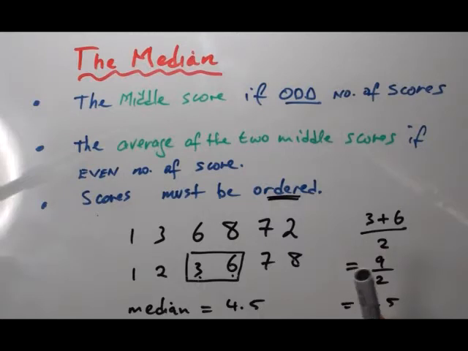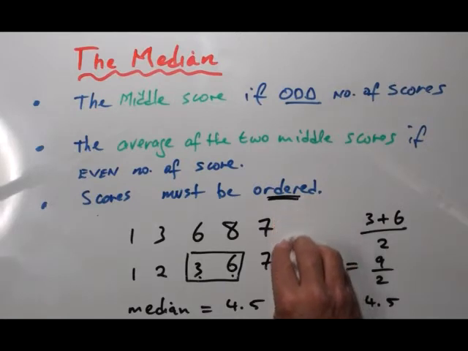So if you had 40 scores, for example, that's an even number, you would divide that by 2. So it'll be the 20th and 21st scores that you have to find the average of to give you the median of 40 scores.